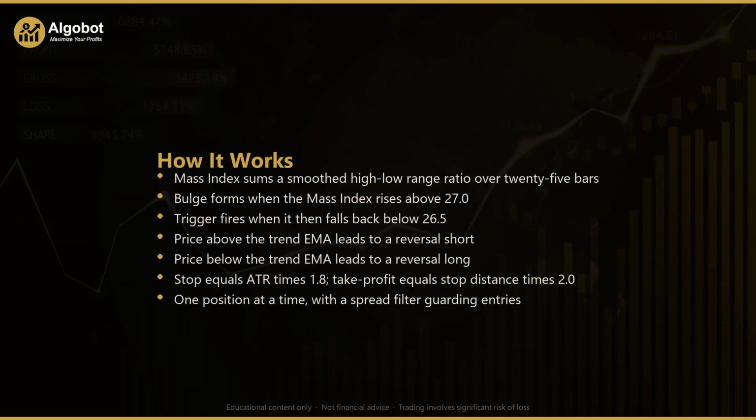The strategy compares the mass index against the bulge level, which defaults to 27. The moment the mass index rises above that bulge level, an internal flag is switched on, marking that a bulge has formed. That flag stays on and waits. The actual trigger only happens when the mass index then falls back down below the trigger level, which defaults to 26.5. When both things have happened in order, first a rise above 27, then a drop below 26.5, the strategy consumes the bulge and looks to open a trade.